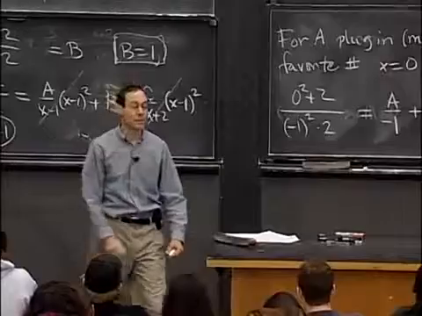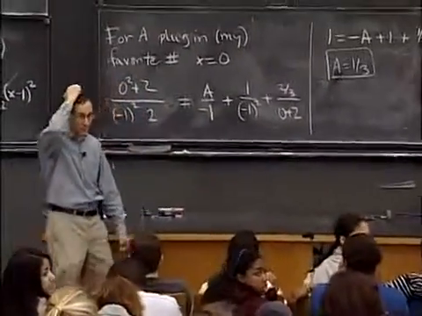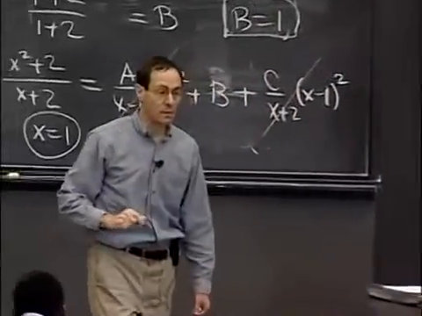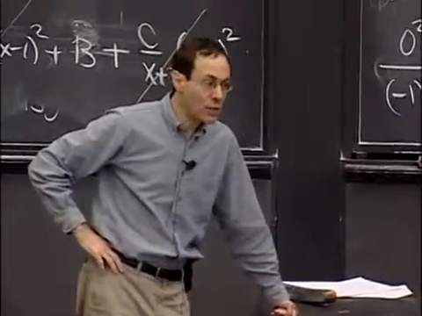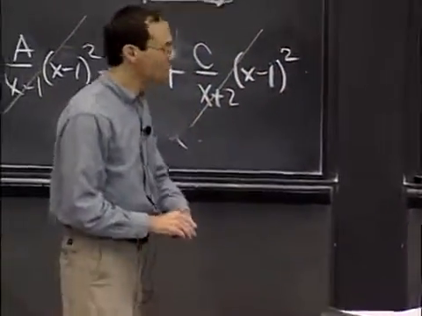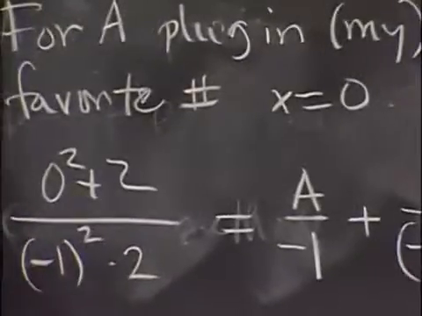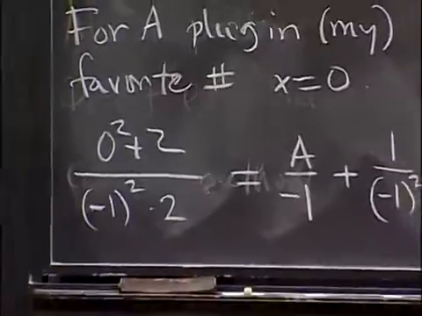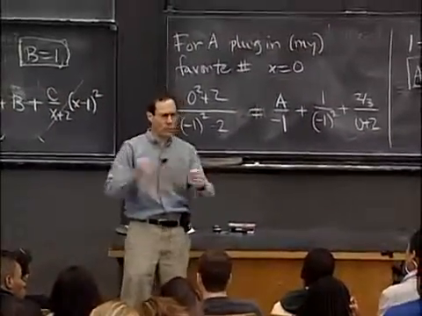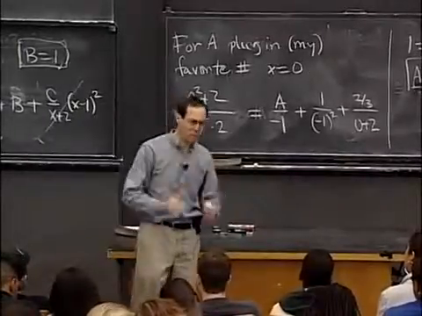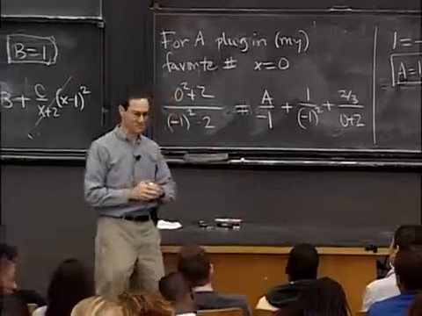Question: you use x equals 0 if it has not already been used. Correct. If it has already been used, you just pick a random number. So the question is, if x equals 0 has already been used, what do I do? And the answer is pick something else. You said pick a random number, and that's right, except that if you really picked a random number, it would be 4.1256784.3, which would be difficult. What you want to pick is the easiest possible number you can think of.